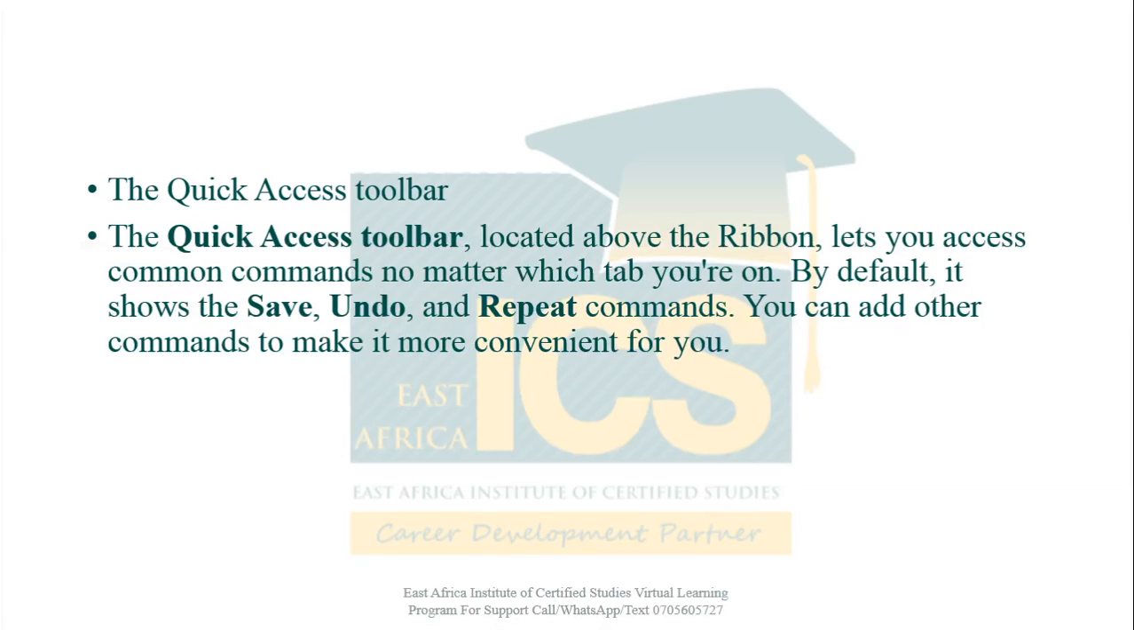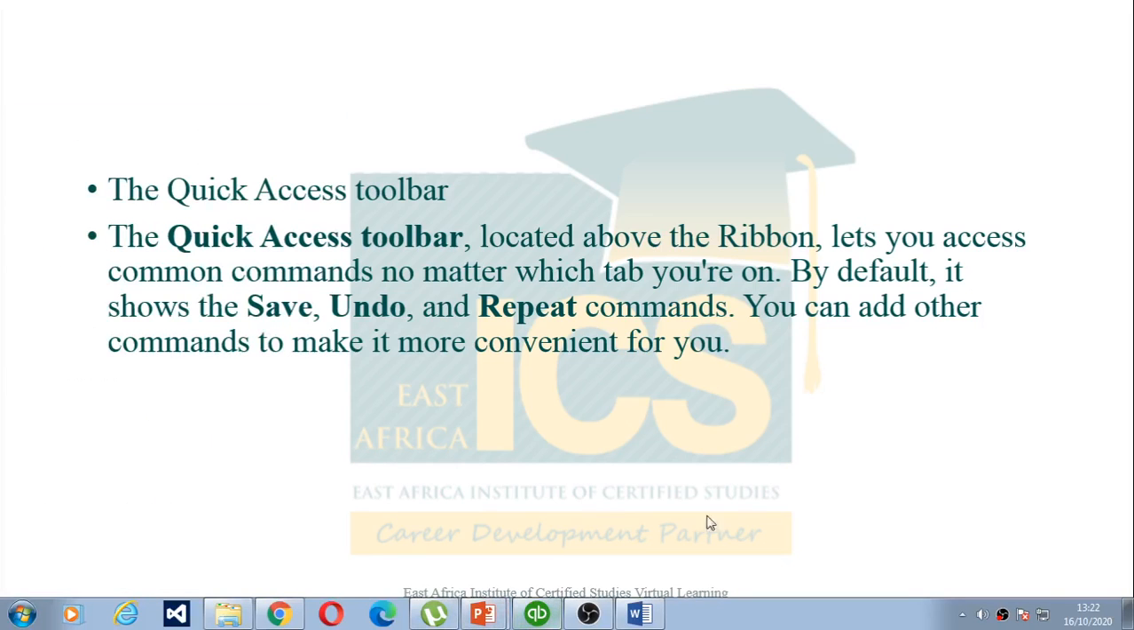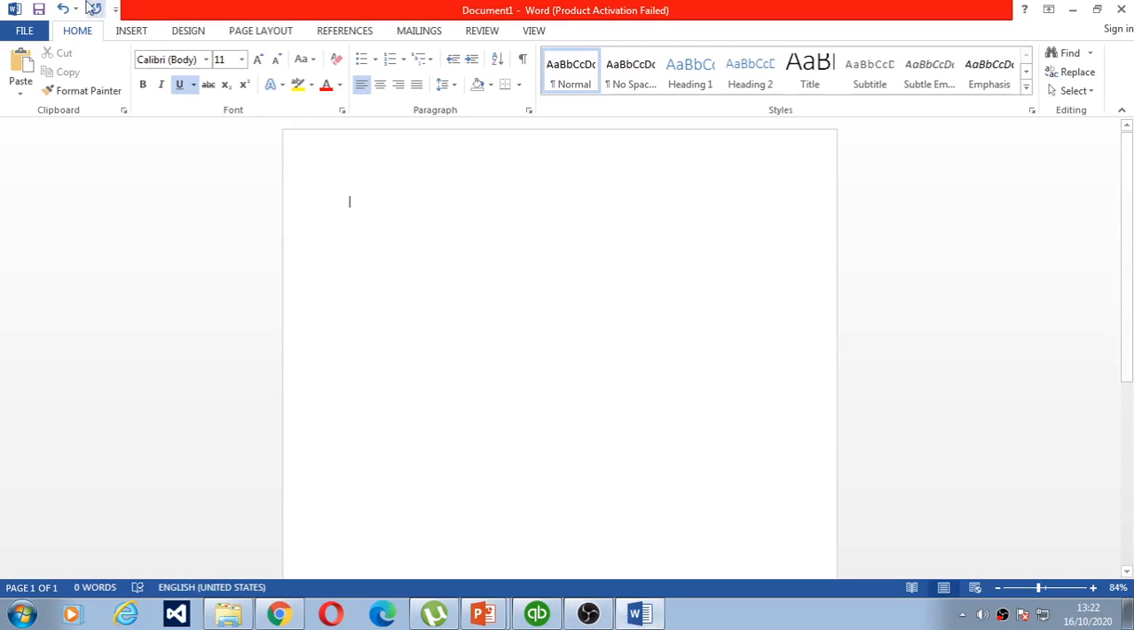Next, the quick access toolbar. So the quick access toolbar located above the ribbon lets you access common commands no matter which tab you're on. By default, it shows the save, the undo, and repeat commands. So you can add other commands to make it more convenient. So the quick access toolbar, we are talking about this area here.